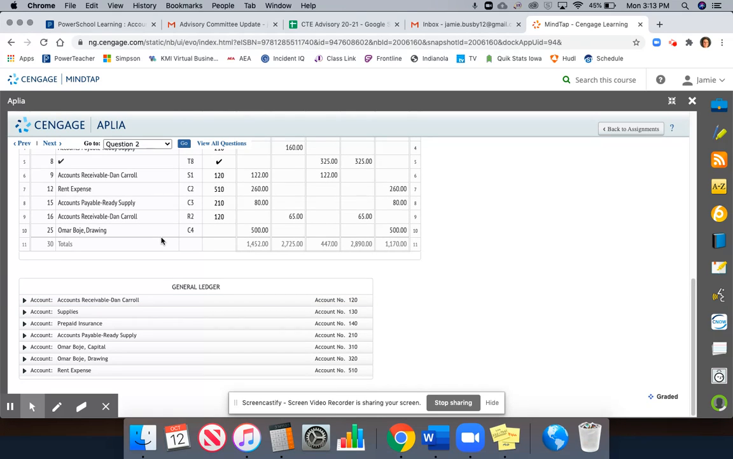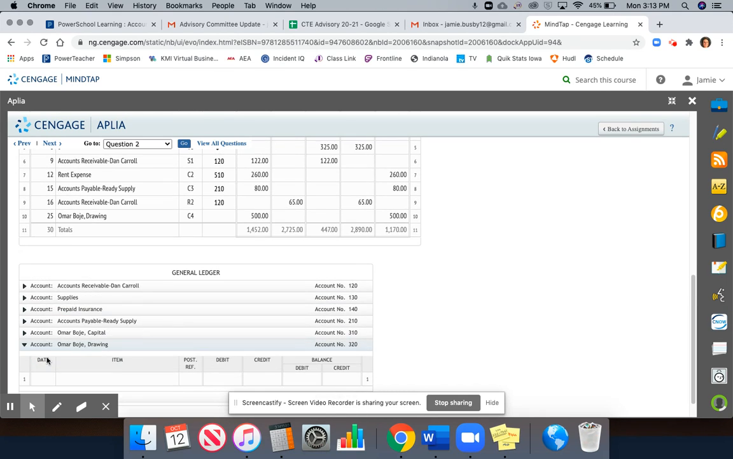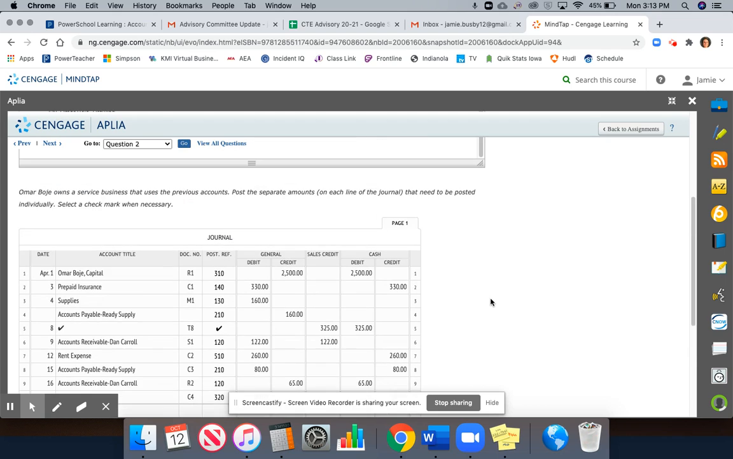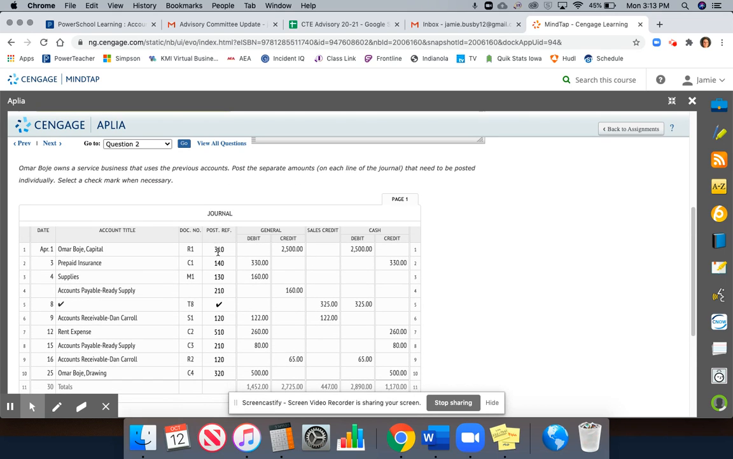Last transaction that we need to post into our general ledger, Omar Bohi drawing, a debit of 500. So we have April 25th, page 1, a debit of 500. First number and only number, so our balance is just a debit of 500, pretty simple. And account number 320 back up into our journal. When you have a number or a check mark in the post reference column on every single line, then you know that you have posted everything on that page.